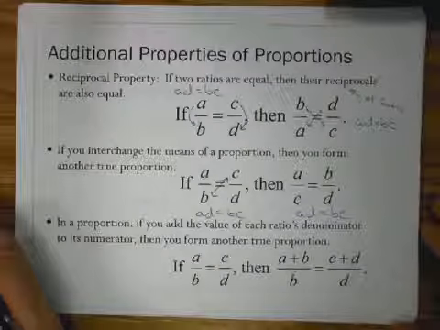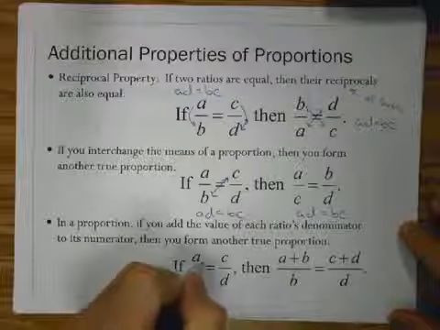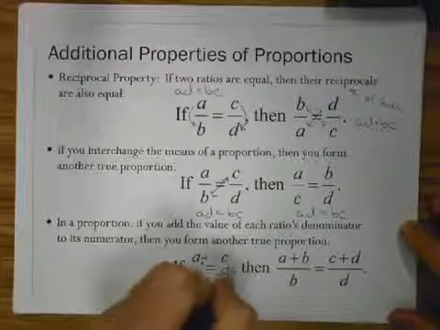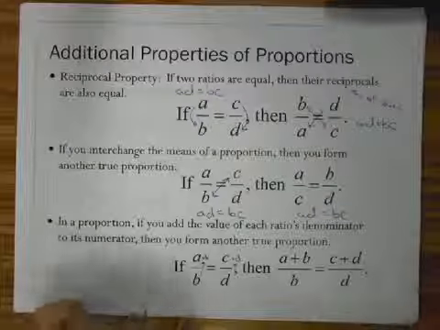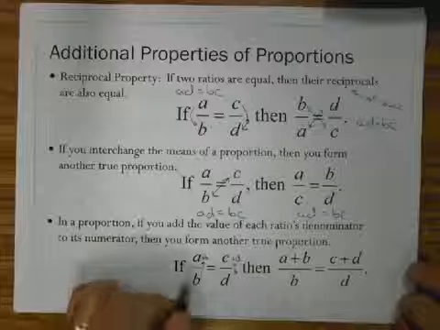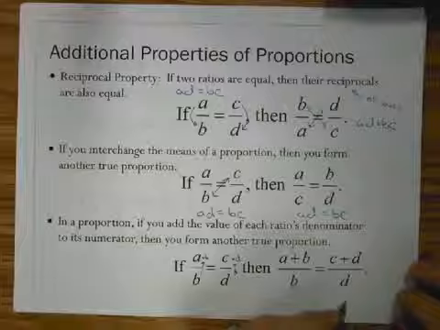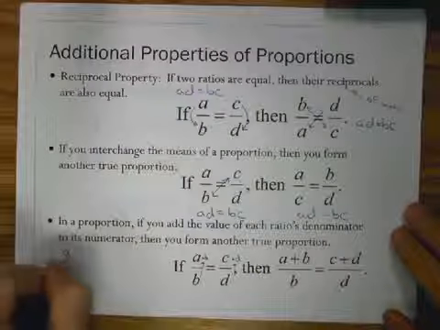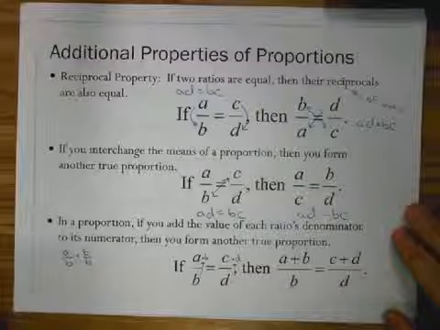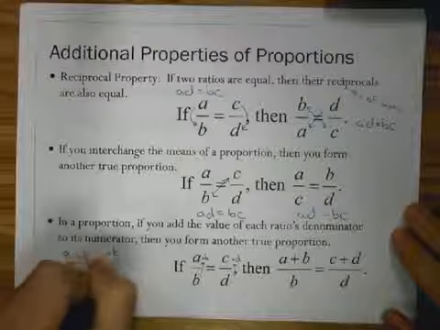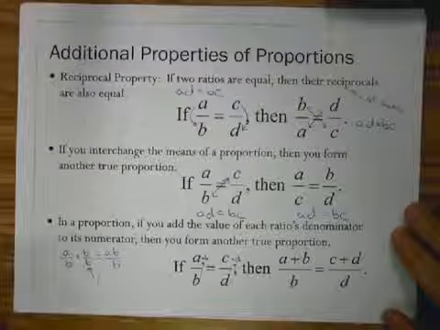Last, in a proportion, if you add the value of each ratio's denominator to its numerator, then you form another true proportion. So now I'm going to take this B and add it to A. I'm going to take D and add it to C. Now, I'm not adding the same thing to both sides, I'm adding the denominator. So it becomes A plus B over B and C plus D over D. If we look at it really, I'm taking A over B and adding B over B to it. And that gives me A plus B over B.